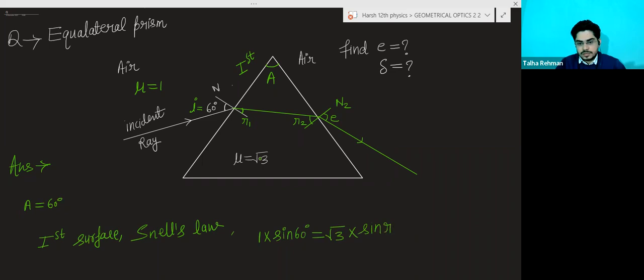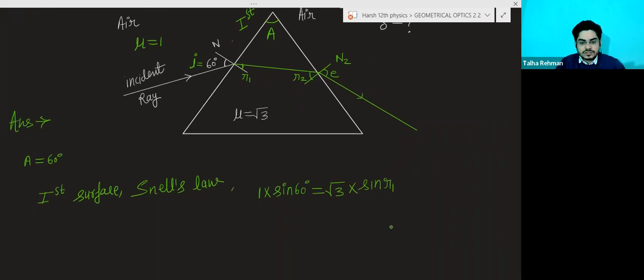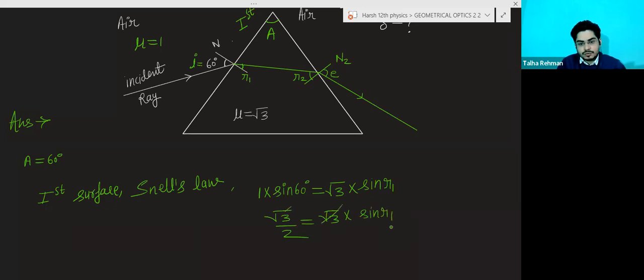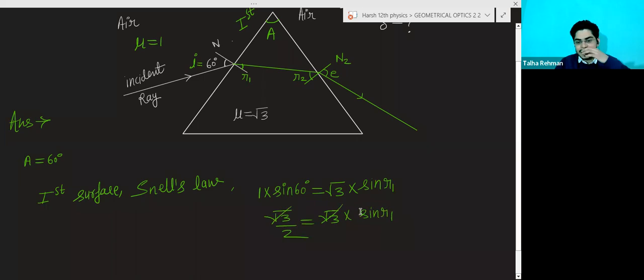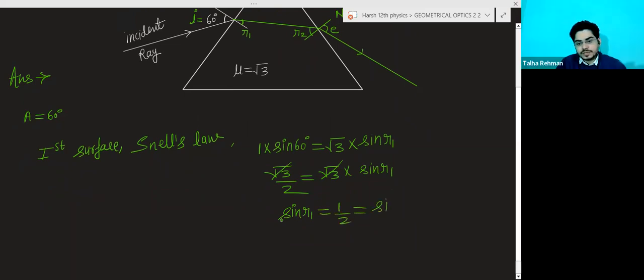Sine of r1. So from this equation we can calculate r1. Sine 60 is root 3 divided by 2, and here is the root 3 already, and we have sine of r1. So root 3 and root 3 cancel out. So we will have sine of r1 is equal to 1 by 2. So 1 by 2 is sine of 30 degree. So r1 you will get 30 degree.